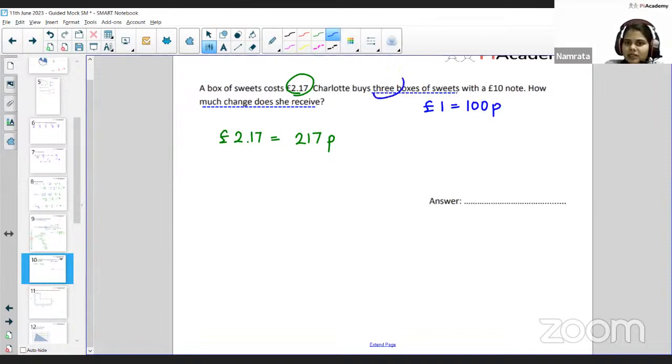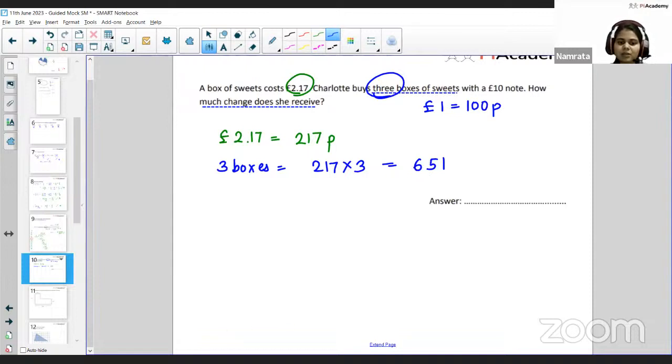So now she buys 3 boxes, which means we'll have to multiply 217 by 3. That gives us 651. Am I right? Now we need to subtract 651 from 1000. And why is it so? We are considering a 10-pound note, which she has. And if we convert it, we'll get 1000 pence.